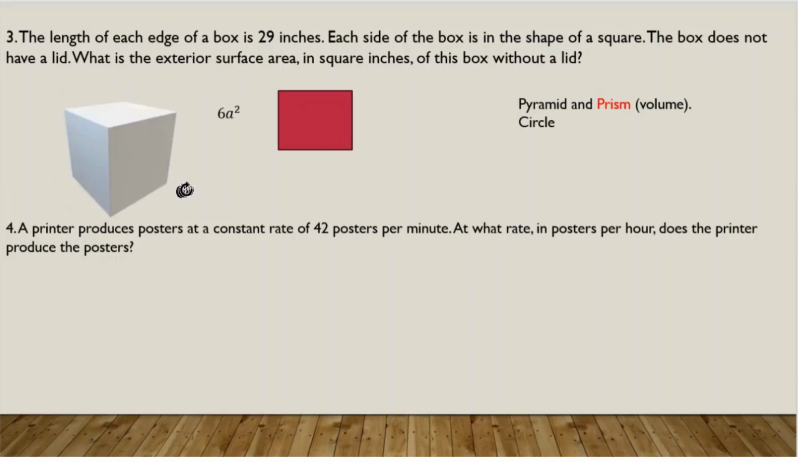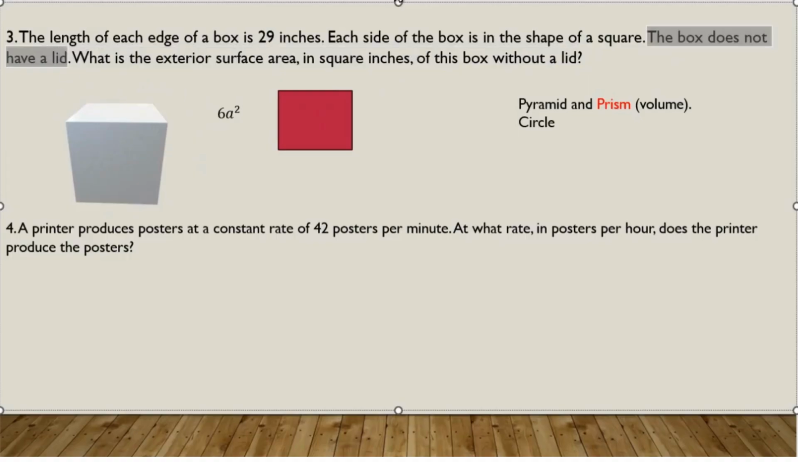So normally that's why we say 6a squared, because it is the sum of all the squares here. But what is the case here? In this case, what do we see? It says the box doesn't have a lid, right? So what does that mean? It means one of the sides of this box is empty.